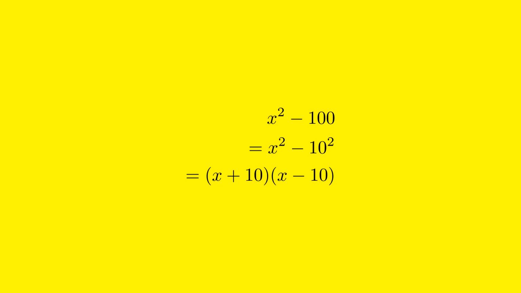Since a squared minus b squared can be factored into a plus b times a minus b, we apply this rule, letting a equal x and b equal 10. Therefore, x squared minus 10 squared factors into x plus 10 times x minus 10.